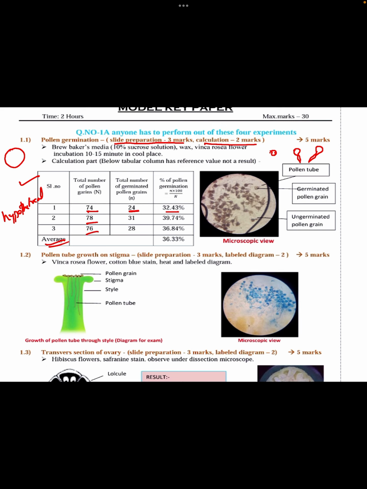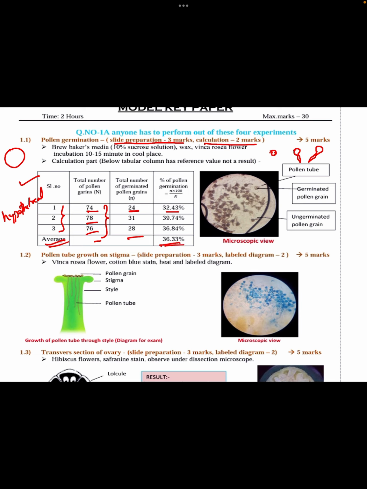Out of that you have to take the average. Here you will get the average, and here also you will get the average: 24, 31, 28 divided by 3. That is how you take the average. Sum of all the 3 trials divided by the number of trials gives you an average.